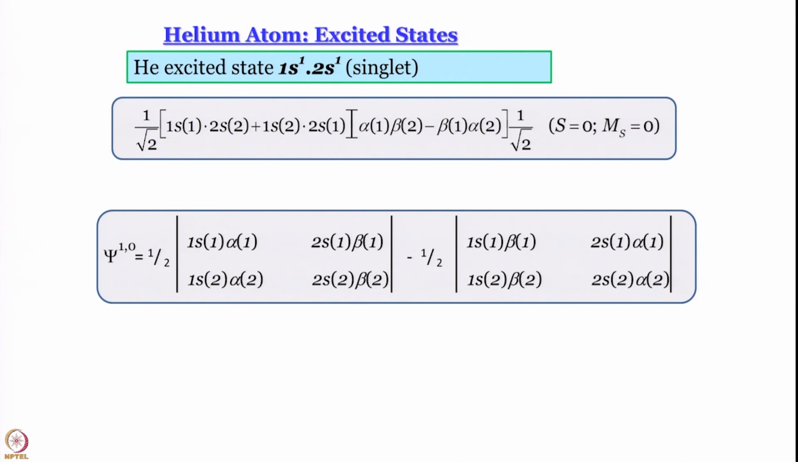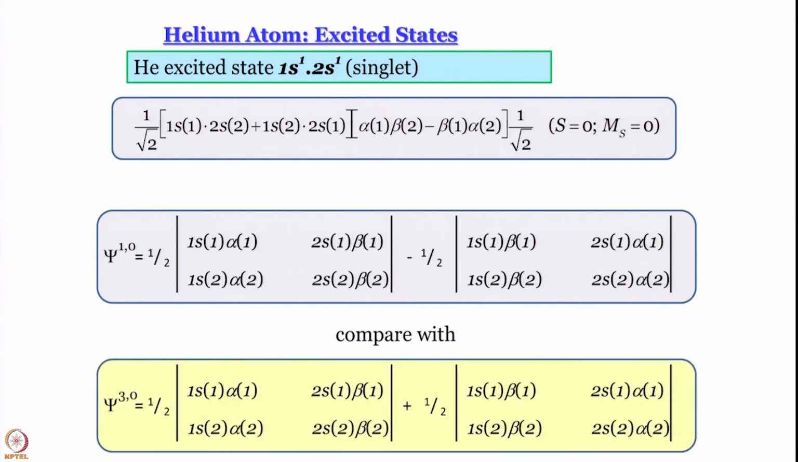Now, let us compare the wave function for the 1 0 state to that of the 3 0 state. What do we get? Right? Why have I written 1 0? It is actually 0 0, sorry, psi 0 0 state and psi 3 0 state. Same Slater determinants. In the psi 0 0 case, you have a minus sign between them. In the psi 3 0 case, you have a plus sign between them. That is what makes a difference.